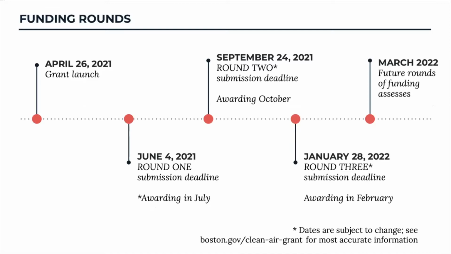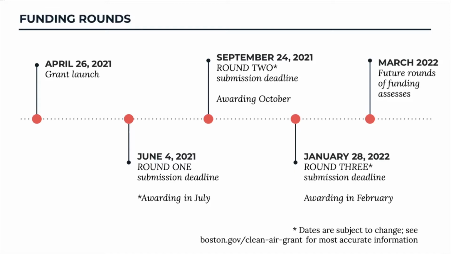So for example, if you submit your application between now and June 4th, your application will be reviewed during that round 1 evaluation and awarding period. Just as if you submitted your application on June 5th or June 24th or August 3rd, anytime between that June 4th and September 24th submission period, your applications would be reviewed during the round 2 evaluation and awarding period.